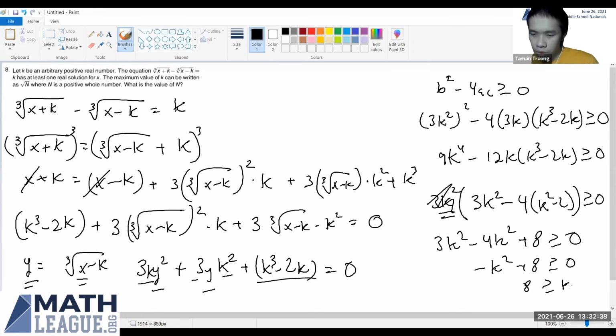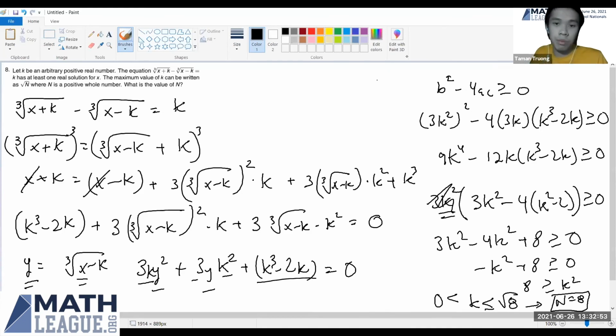8 is greater than or equal to k squared, and since k is positive, that means 0 is less than k, which is less than or equal to the square root of 8. We don't include 0, since 0 is not positive. And that means n equals 8. That's our maximum. We're done.